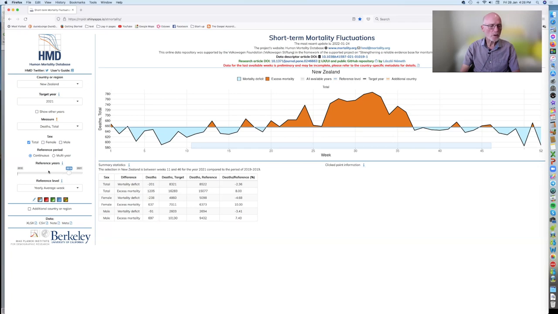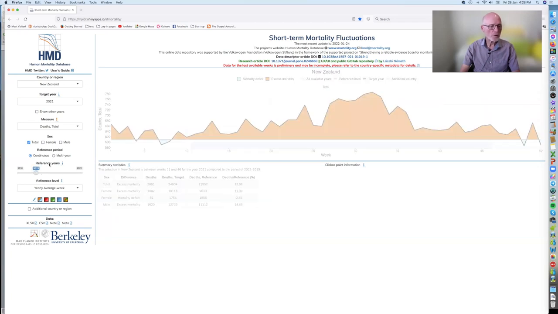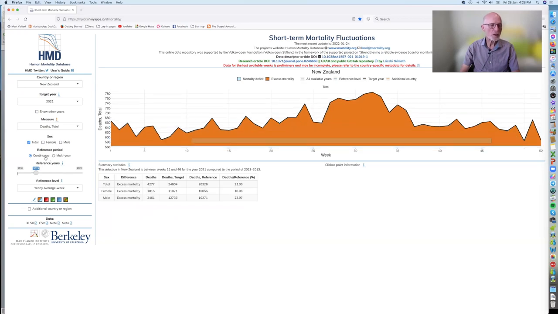And then what if we compare it with a very low flu year? And there was a very low flu year in 2013. So if you compare 2021 with 2013, we end up with this, 4,277 excess deaths. It's a huge number, double pretty much. And you can see up here, it's all orange, no blue. So there's no bumps that went under the excess mortality level.